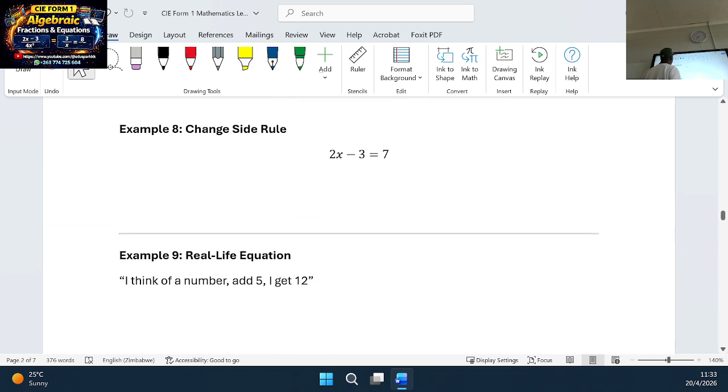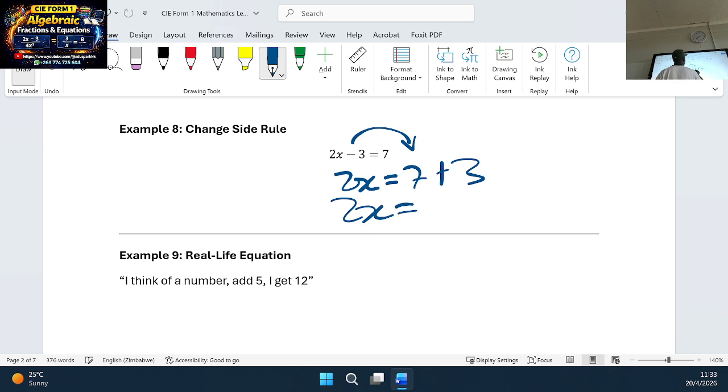Then the change side rule, what are we saying here? I'm interested in x, so first this 3 has to change side. So when it crosses the equal sign, it is going to combine with 7, but the rule says when it changes side, it also changes its sign. It was initially negative, it becomes positive. And when I simplify the right side, 7 plus 3 to give me 10, I'll divide both sides by 2 so that I end up having the x value, which will be 5.